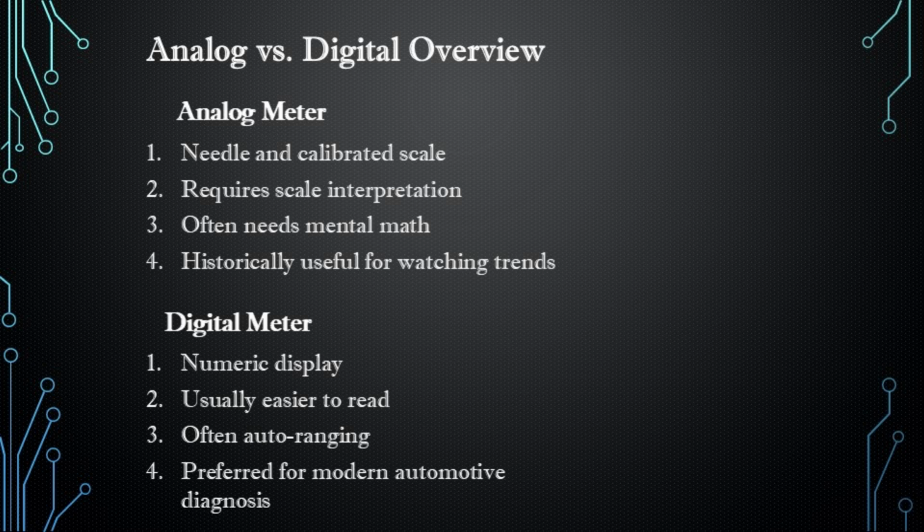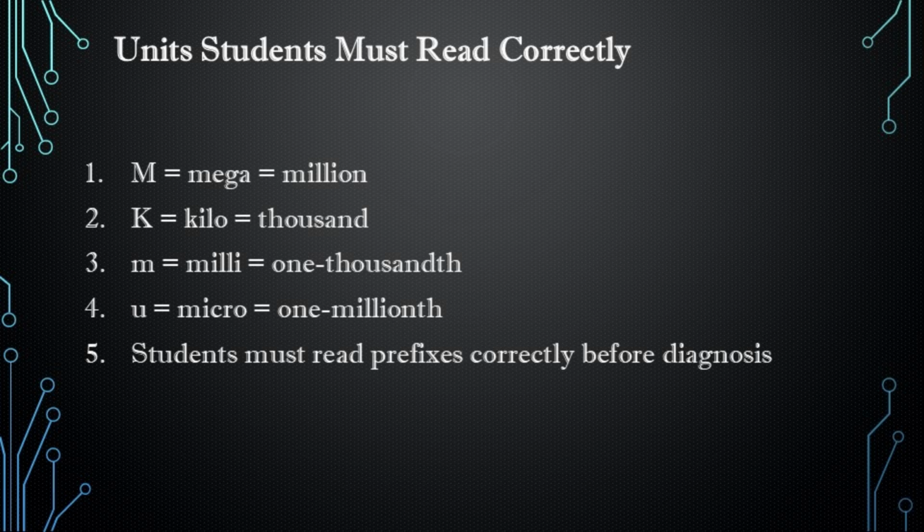Slide 4, units. Students must read correctly before a student can become good with a meter. He has to become comfortable with the language of measurement. That starts with the prefixes. M means mega, and that means 1 million. K means kilo, and that means 1,000. Lowercase m means milli, and that means 1,000th. And lowercase u represents micro, and that means 1 millionth.